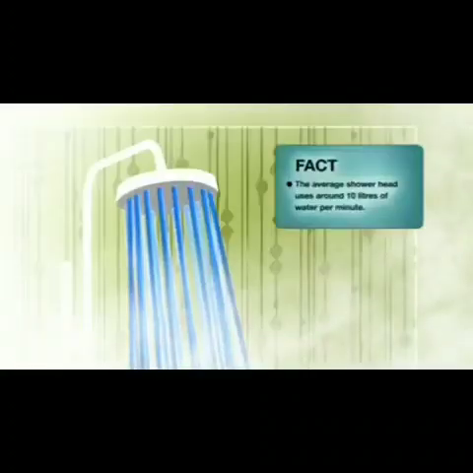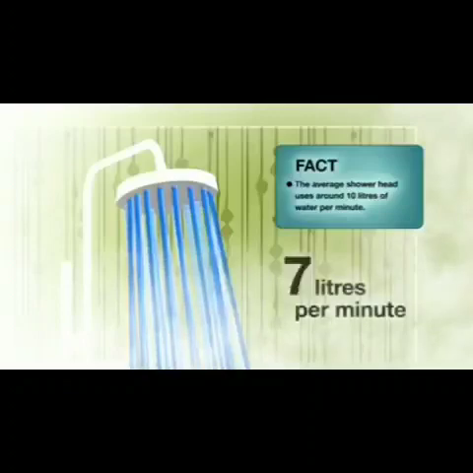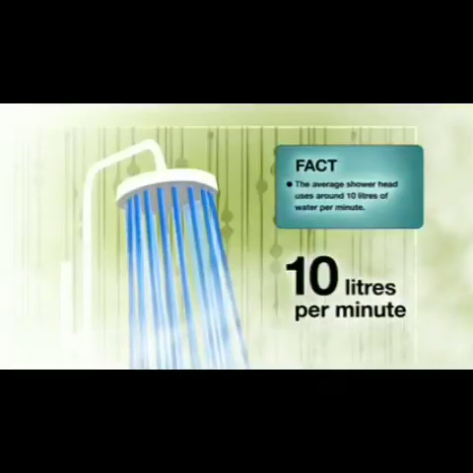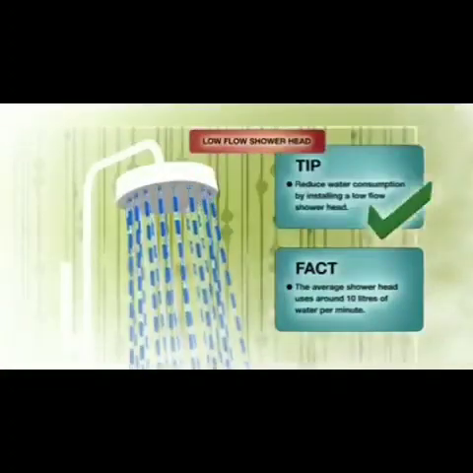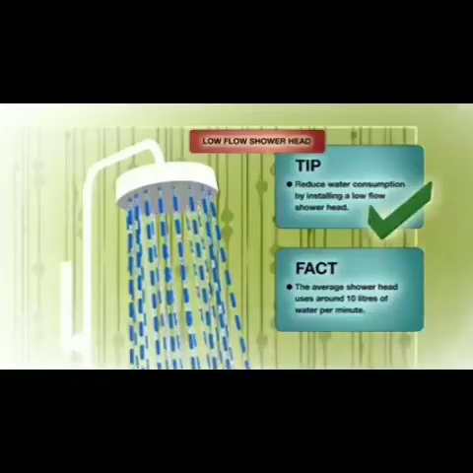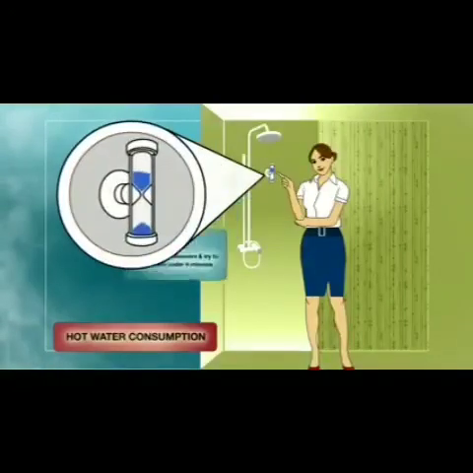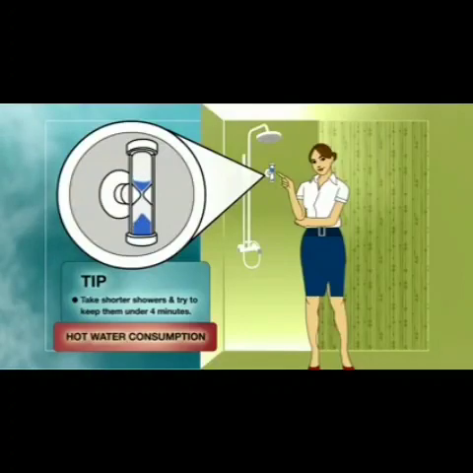The average shower head uses at least 10 litres of water per minute. That's a lot of water. Install a low-flow shower head to greatly reduce the water flow. Take shorter showers. Use a shower timer and try to keep it under 4 minutes.